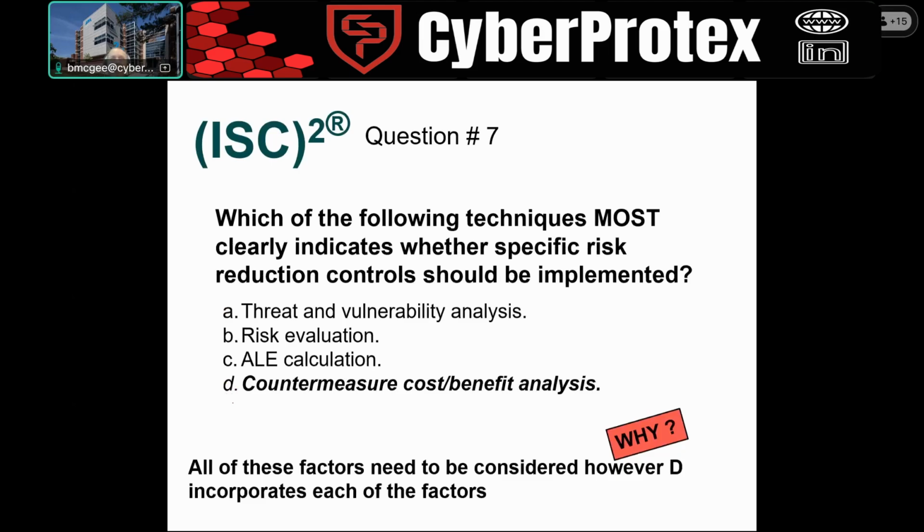So you would do an annual loss expectancy calculation. You would definitely do a threat and vulnerability analysis. You would definitely do a risk evaluation in a cost benefit analysis for any type of controls that you're looking to apply. So Delta was the correct answer.